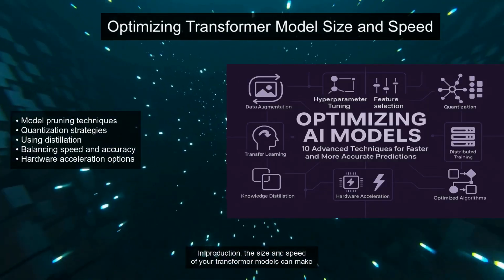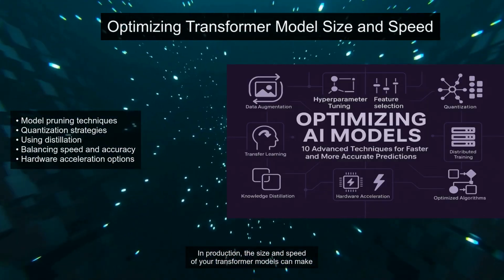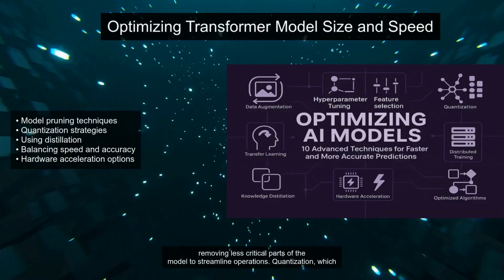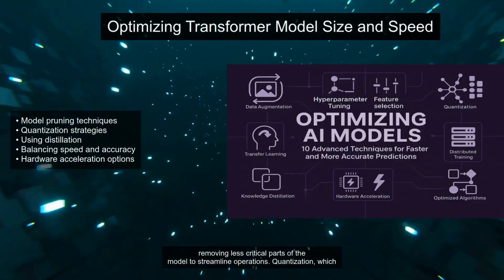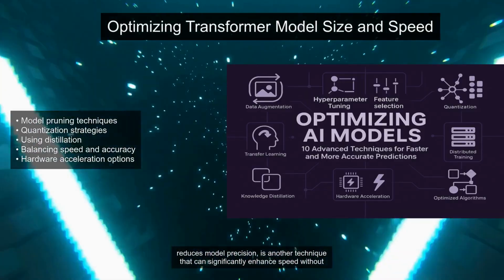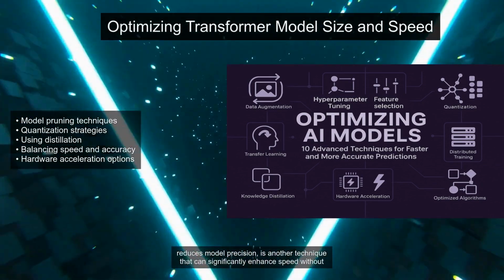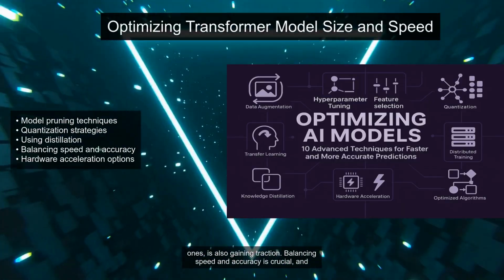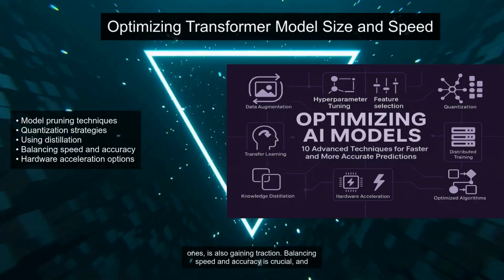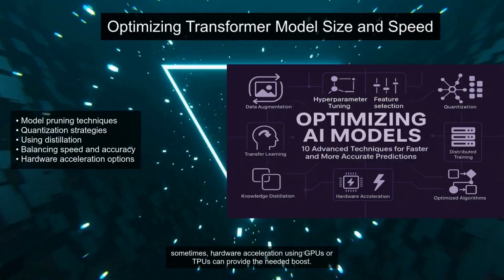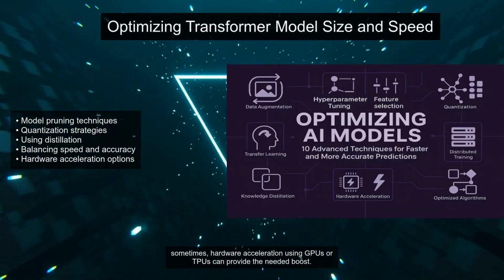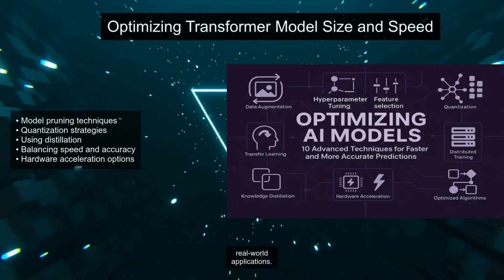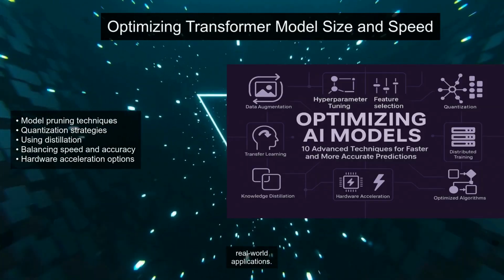In production, the size and speed of your transformer models can make or break your deployment. One effective strategy is model pruning, which involves removing less critical parts of the model to streamline operations. Quantization, which reduces model precision, is another technique that can significantly enhance speed without severely impacting accuracy. Distillation, where smaller models are trained to mimic larger ones, is also gaining traction. Balancing speed and accuracy is crucial, and sometimes, hardware acceleration using GPUs or TPUs can provide the needed boost. Optimizing these aspects ensures that your models remain efficient and responsive in real-world applications.